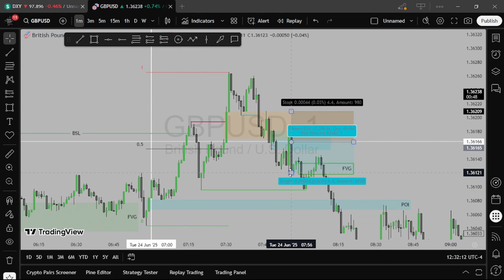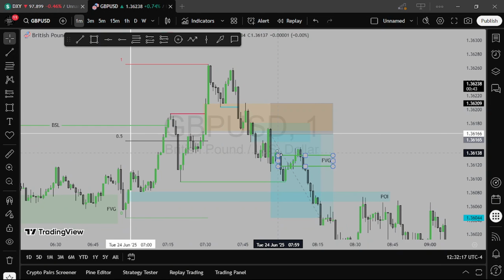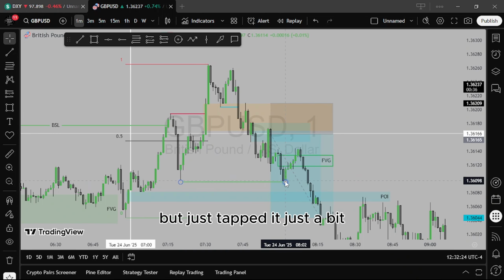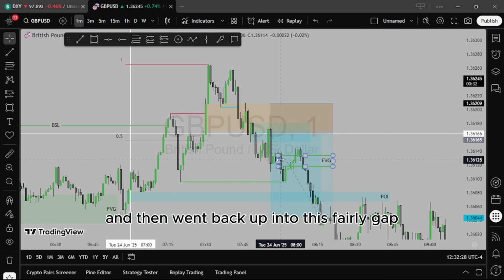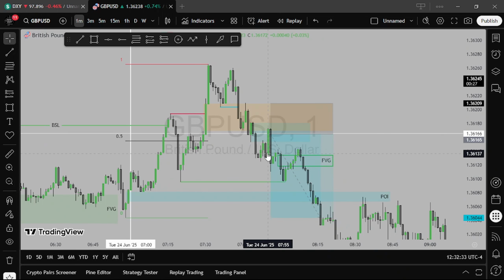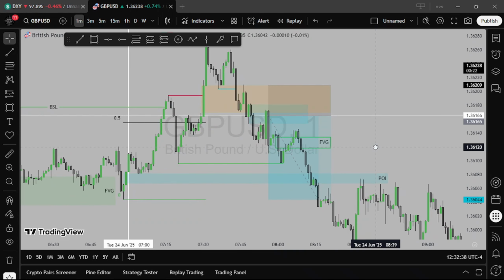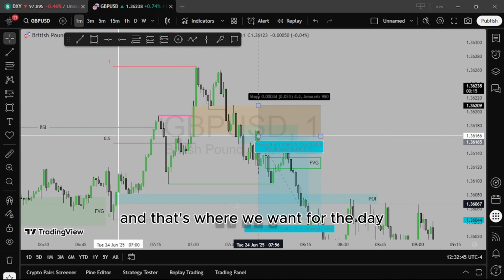Looking here, the market went down, didn't go past this sell side liquidity yet but just tapped it a bit, and then went back up into this fair value gap and a bit into this huge order block, and then started to price lower. It dipped into our take profit, and that's where we won for the day.